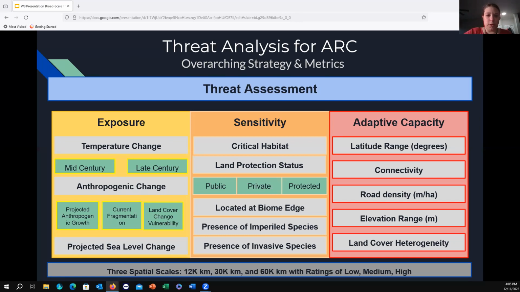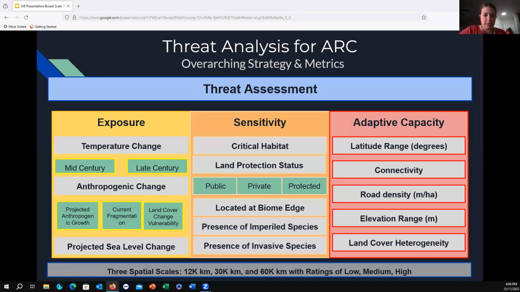If a score for one of the variables in a criterion is high, the PARCA would be ranked high for the entire criterion. Each variable will be assessed with three different spatial scales at 12,000 kilometers, 30,000 kilometers, and 60,000 kilometers. The exposure criterion will be evaluated by temperature change, anthropogenic change, and projected sea level change.